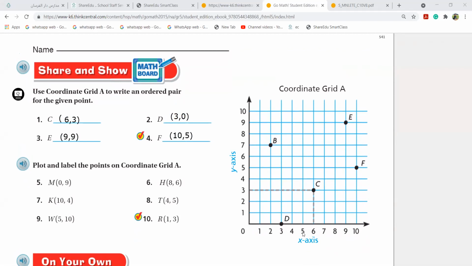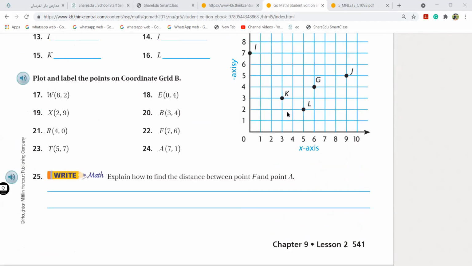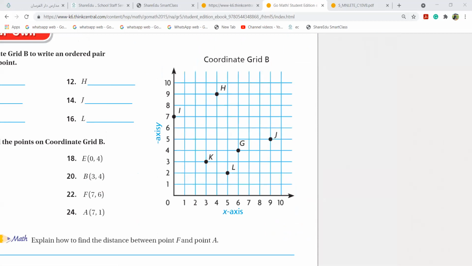Okay, now. Very good, Tala. That means you understood my point. But Tala, I need to give you one more question. Please wait for me, okay? Wait a minute.